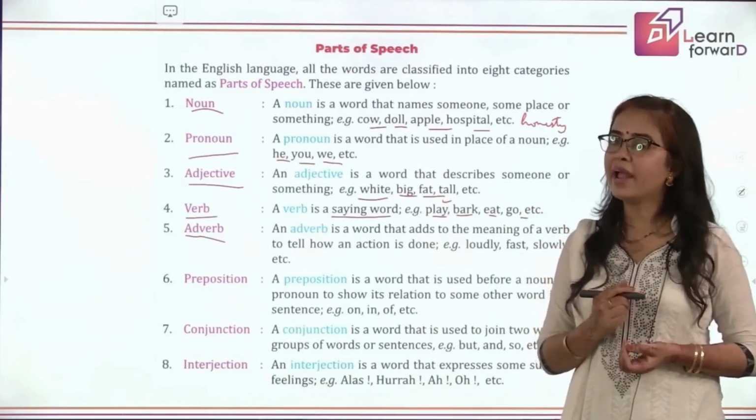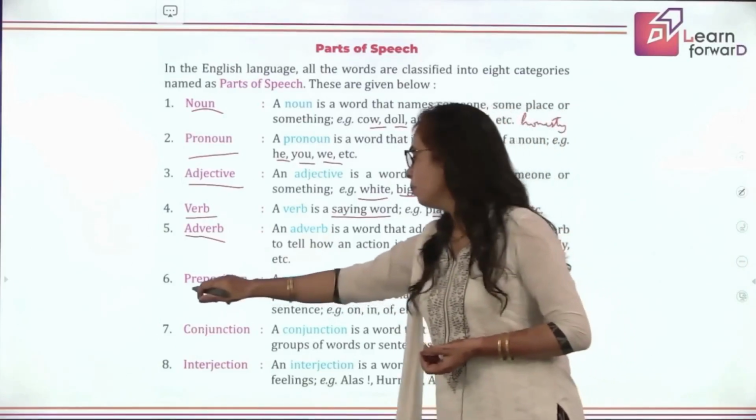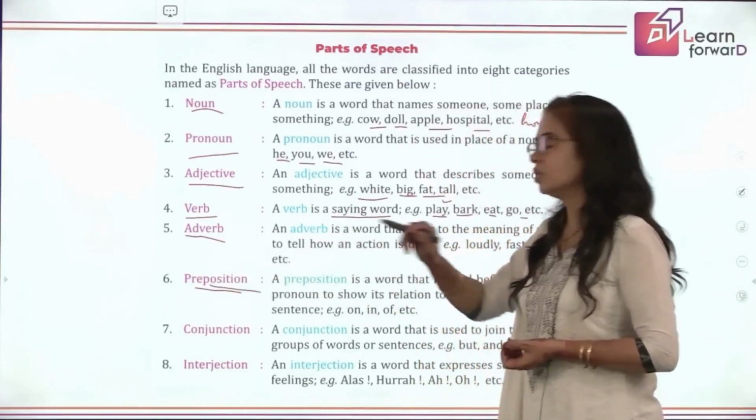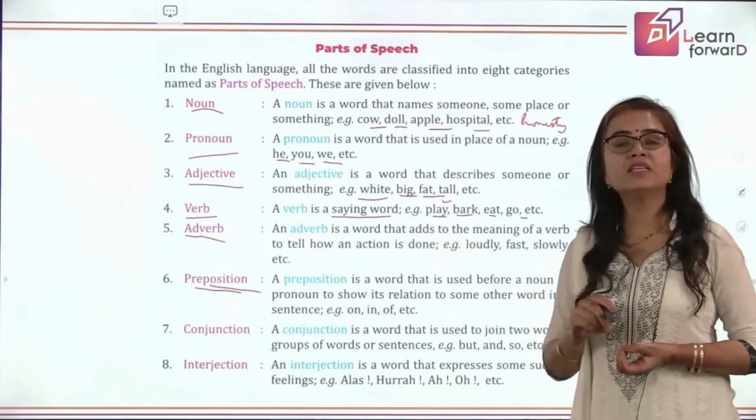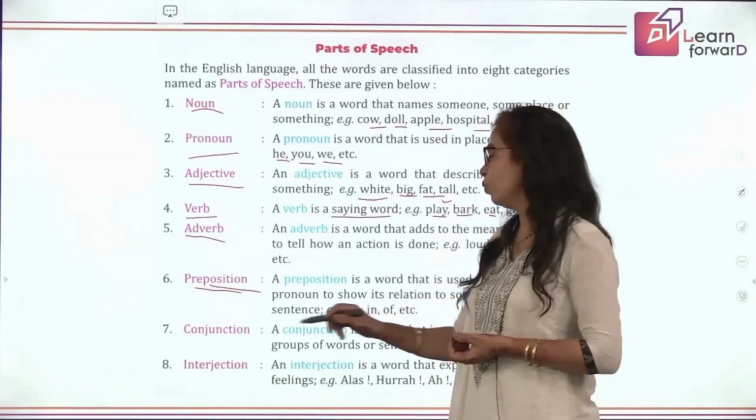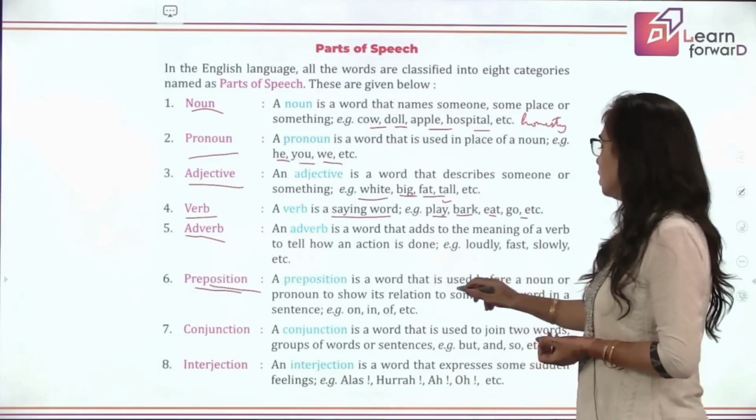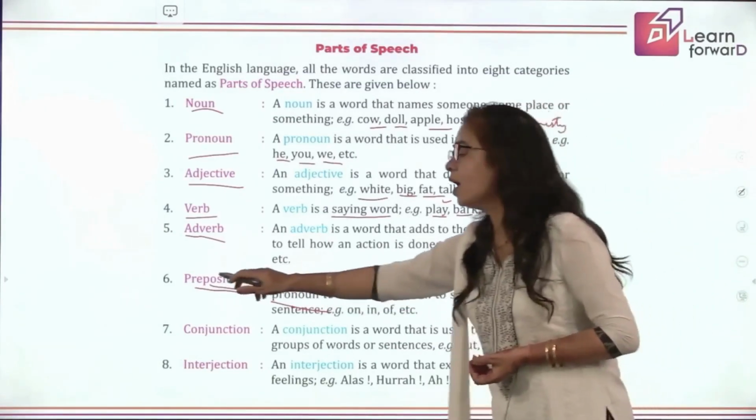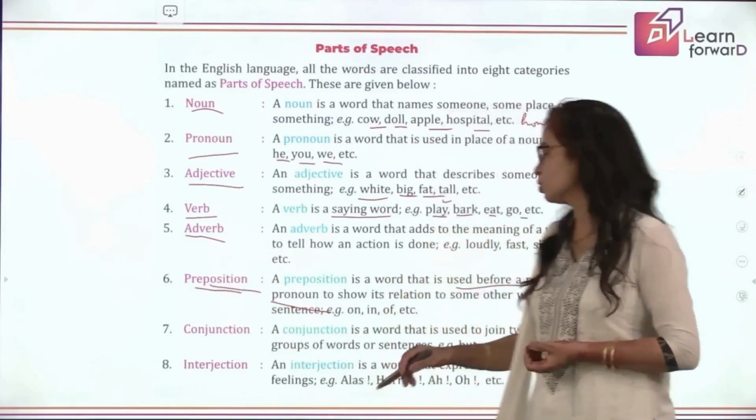They are called adverbs. Next is preposition. What is the preposition? It tells the position. Right? It is placed with a noun or a pronoun. A preposition is a word used before a noun or a pronoun to show the position or relation also, you can say.